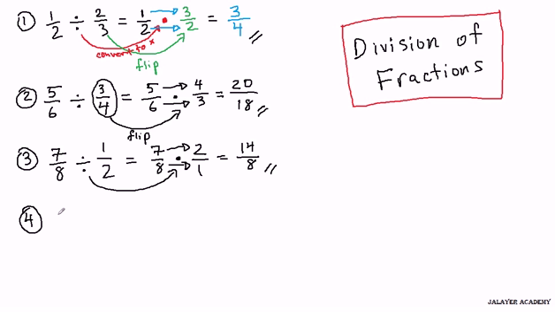Now let's do one without all these arrows, because I think we're ready to let go of these crutches. 2/3 divided by 7/9. Okay, so first fraction stays the same, converts to multiplication, second fraction flips, and then we multiply. 2 times 9, 18, 3 times 7, 21, and we are done.